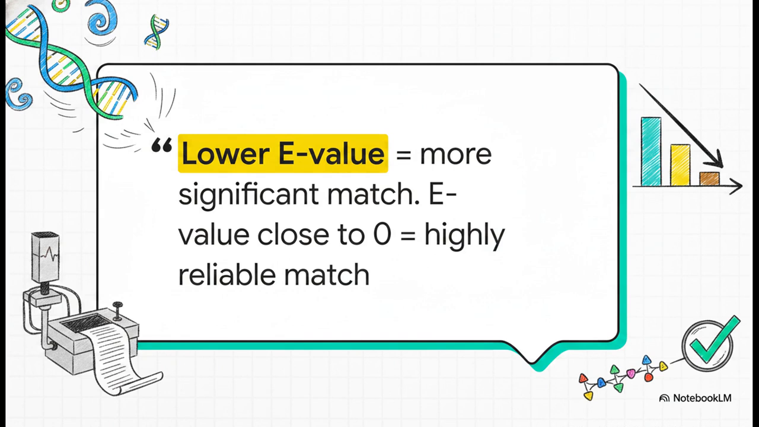Lower e-value equals a more significant match. An e-value close to 0 is a highly reliable match. Over in that descriptions table right next to the organism name and score, you are going to see the expect value, or e-value. Think of the e-value as basically the polygraph test for your genetic match. It tells you the likelihood that this match happened entirely by random chance. You want that number as close to 0 as humanly possible to prove your investigation was actually a success.